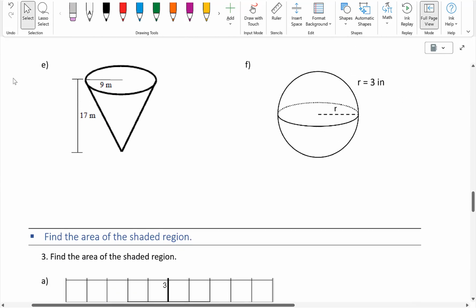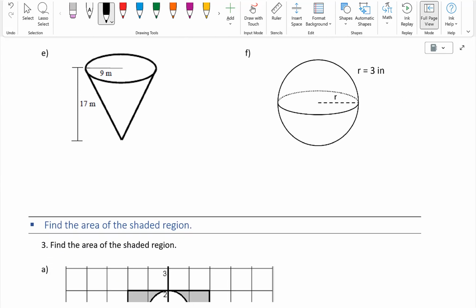We move on to some very important ones for calc. All right, so for E then, we've got a cone. Our volume is just 1/3 of the cylinder, so 1/3 pi r squared h, or you'll see it a lot of times as pi over 3 r squared h.